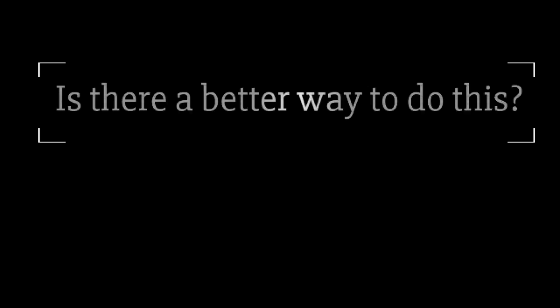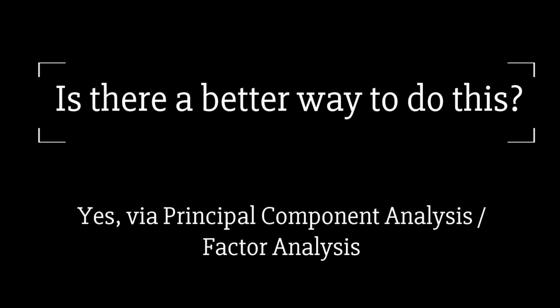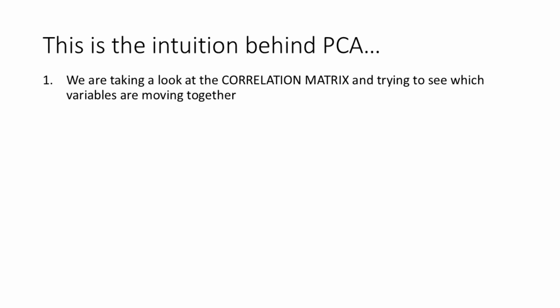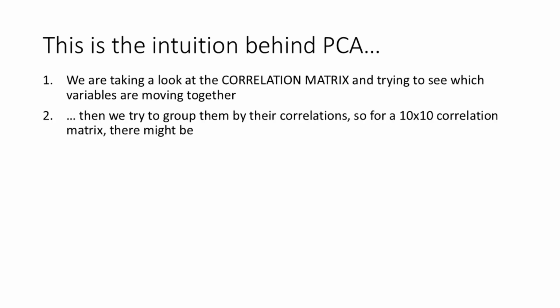Therefore, you might ask yourself, there might be a better way to systematically do this via some computational methods, right? And actually, there is. It's called PCA. So this is the intuition behind PCA. We are taking a look at the correlation matrix and trying to see which variables are moving together. Then, we try to group them by their correlations.